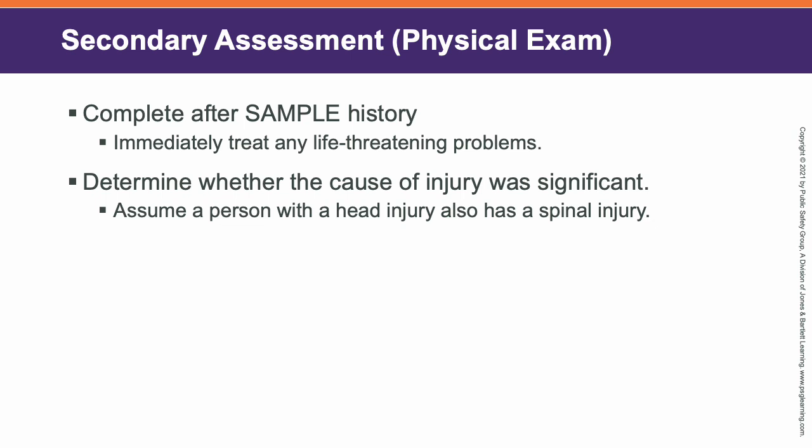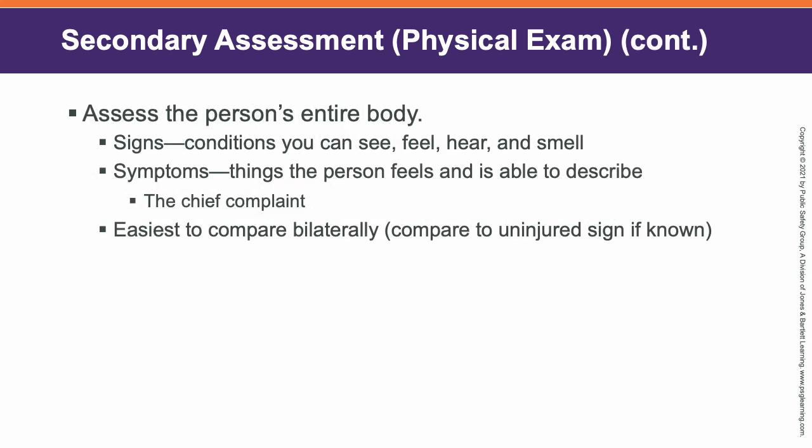Again, if there are any life-threatening problems, you treat all of those before you go to a secondary assessment, okay? Now that we're in our secondary assessment, we're going to determine more of the cause of the injury, especially if we can figure out if it was significant. Like I mentioned earlier, anybody with a head injury, we're also going to assume they have a spinal injury, so we're going to be very careful about moving that victim. All right, now we're going to assess the person's body, okay?